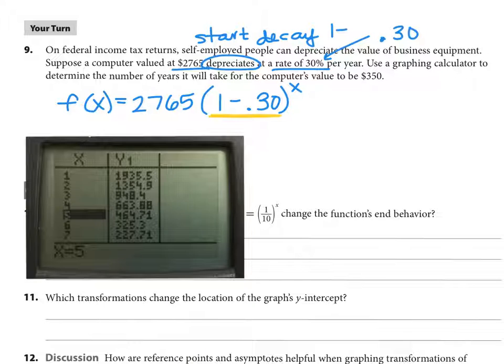All right, so I did the same thing. I'm typing that into y equals. I'm looking in my table to find how to answer the question. So it says, determine the number of years it will take for the computer's value to be 350. Just looking at this, I know it's somewhere in between 5 and 6 years. At 5 years, it's 460, but at 6 years, it's definitely below that. So it's sometime between that. We can get more specific with our calculator, but I'm not going to right now because there's another better way to solve that. And again, we're just estimating. So for this problem, we can just say between 5 and 6 years.